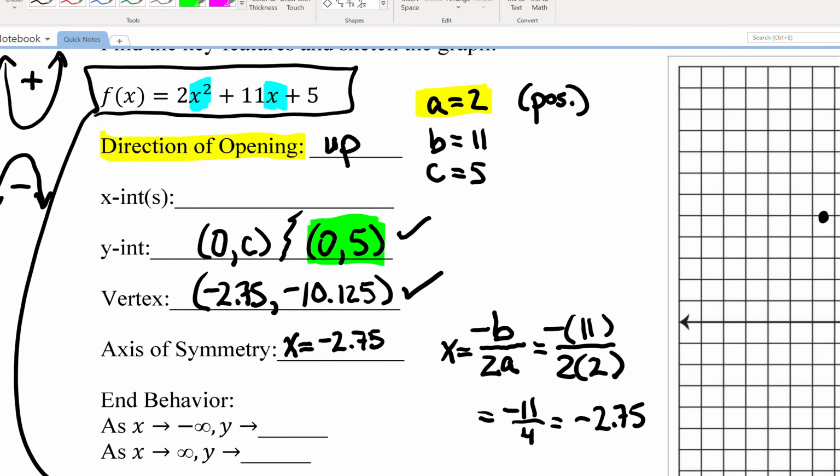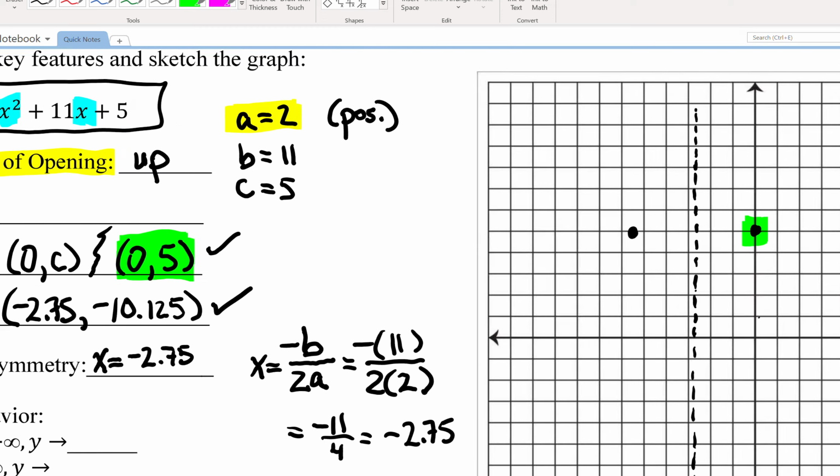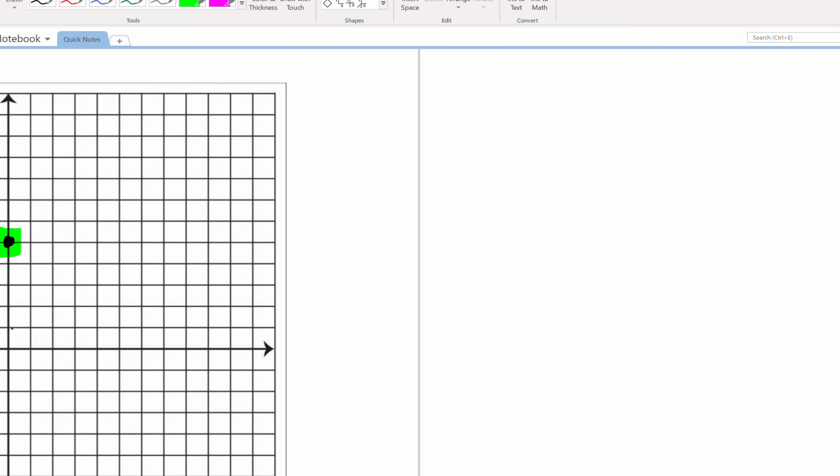Okay, so now I need my x-intercepts. And to get my x-intercepts, this is what a large part of this whole unit was about. I'm going to get my quadratic formula. So we sing the song.